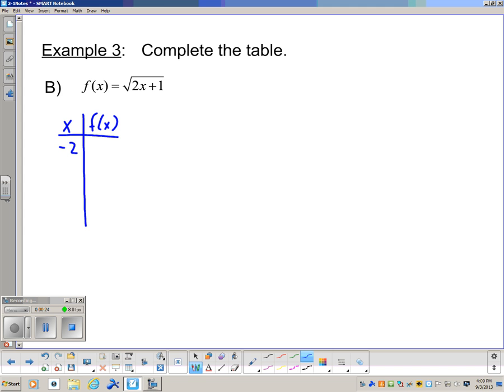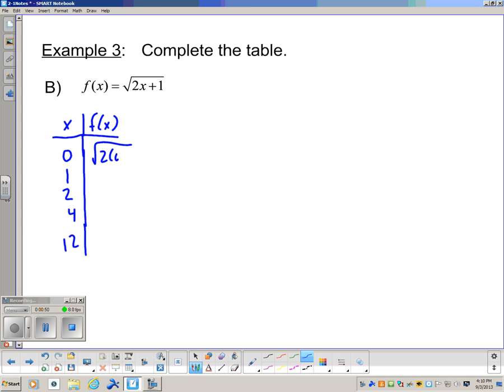So we've got -2. Nope, wrong one. We're looking at letter B there, not letter A. So let's fill in letter B there. So we've got 0, 1, 2, 4, 12. You already have those. So now you're going to take the 0 and plug it in there for the x, and then you're going to take 2 times whatever that value is, add 1 to, and then take the square root at the end. So let's do that.